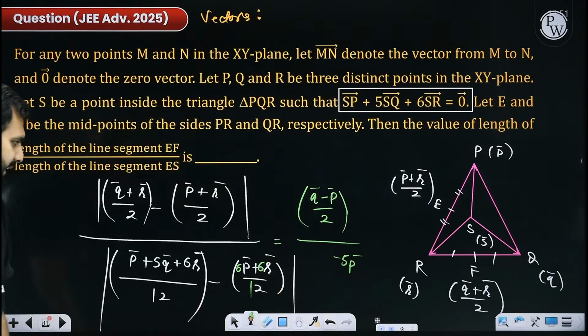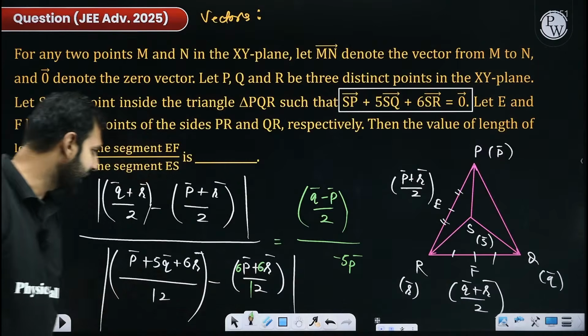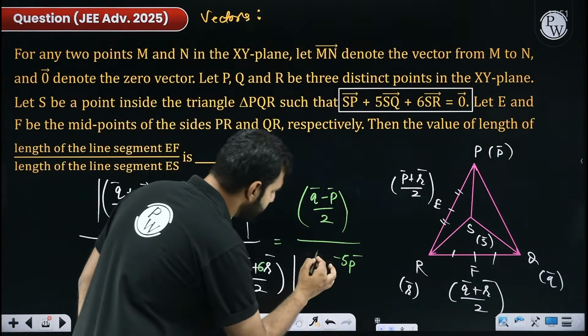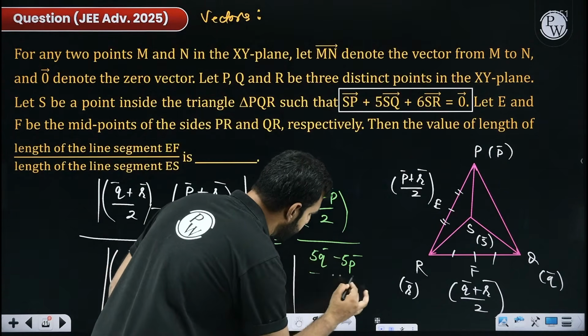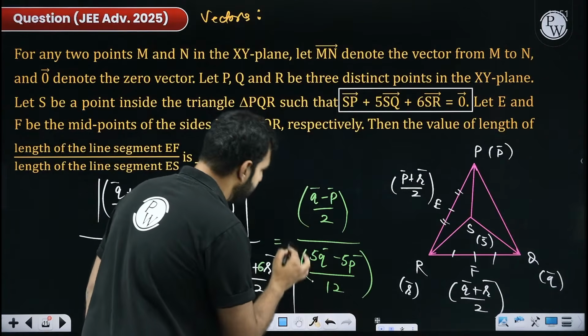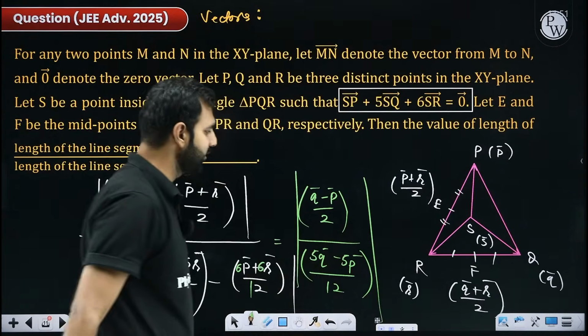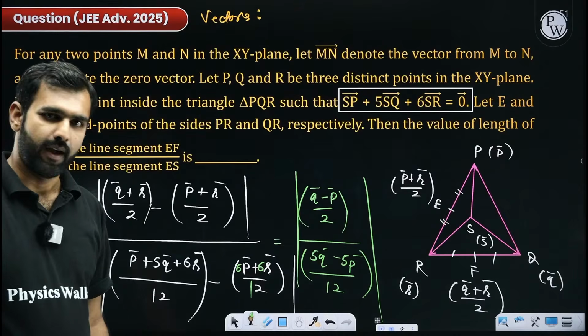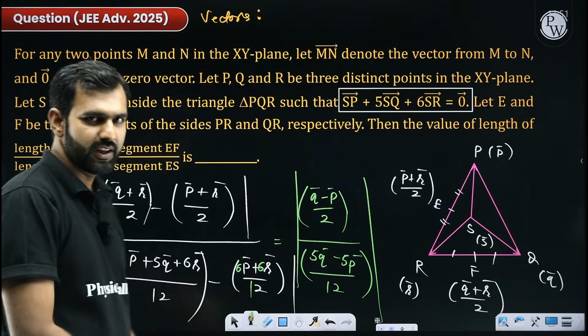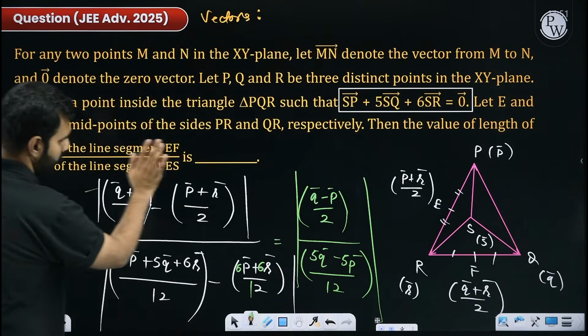Then 6R getting cancelled. This is 5Q. So this is 5Q minus 5P by 12, right? And its magnitude should be taken to find the final distance. I hope there is no confusion on that. That's good, Rishikesh. So somebody has already started answering.